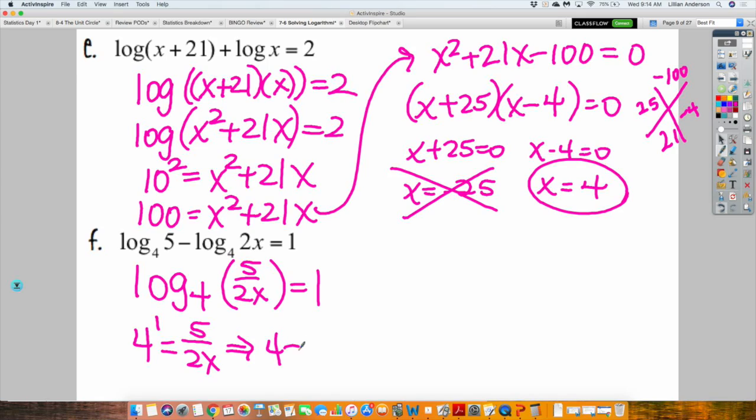So this basically is 4 equals 5 over 2x. How do I solve for x? I need to get that x out of the denominator, so I'm going to multiply both sides by 2x. What's 2x times 4x? 8x equals 5.